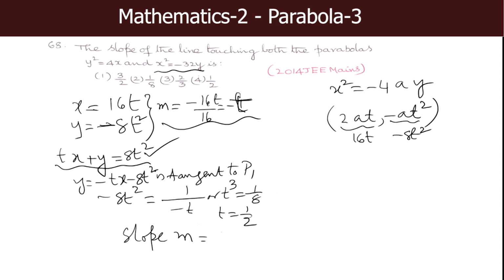Oh, this is a plus 8t square, there is a small correction. So, this is y equal to minus tx plus 8t square. So, this is t cubed is minus 1 by 8. So, this is minus half. So, this is slope m equal to plus 1 by 2. Okay. Small correction here. So, therefore, t is minus half and the slope m is minus t, which is equal to plus 1 by 2, which is the fourth option.